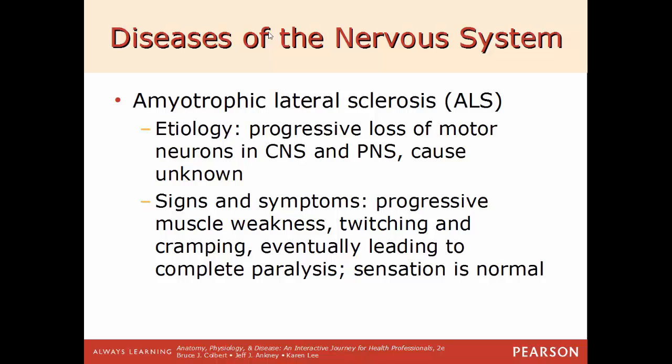The cause is unknown at this point. Signs and symptoms: a progressive muscle weakness, twitching and cramping, which will eventually lead to complete paralysis, even though the sensation is normal. Patients with paralysis are still able to sense sensory information in these limbs. They just can't move them.